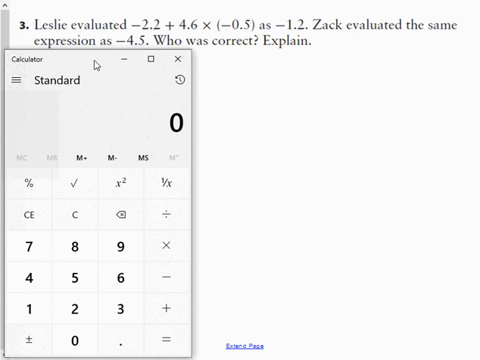So negative 2.2, plus 4.6 times negative 0.5, and if I press the equal sign, it will tell me the answer is negative 1.2. So Leslie was right, according to my calculator.